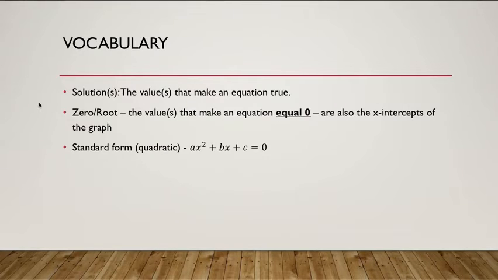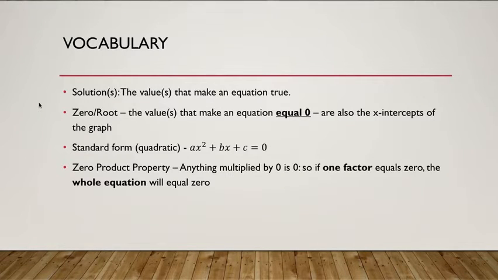Quick reminder that the standard form of a quadratic is ax squared plus bx plus c. Notice now with the equations, we're setting that equal to 0. So a quadratic equation in standard form has to also be equal to 0.